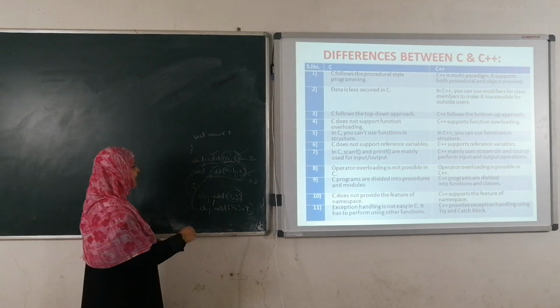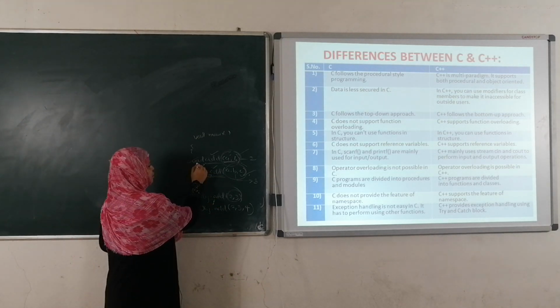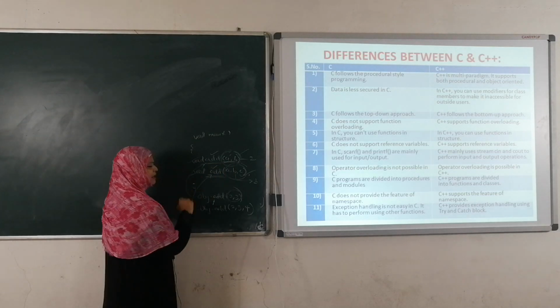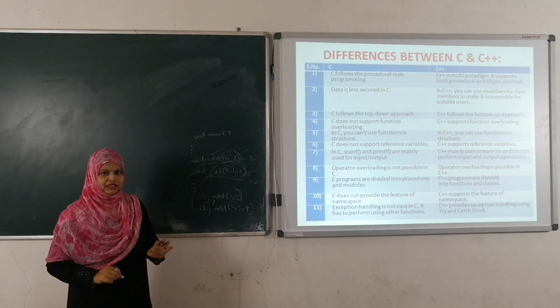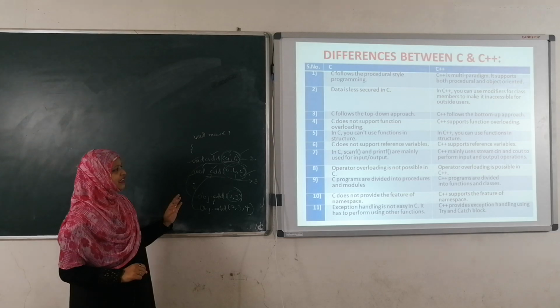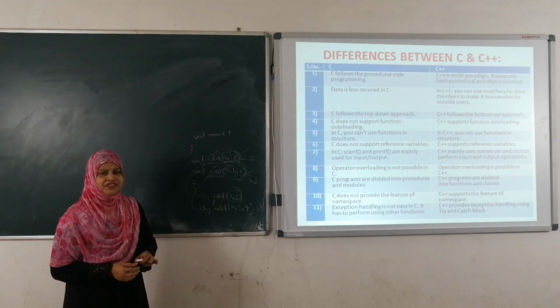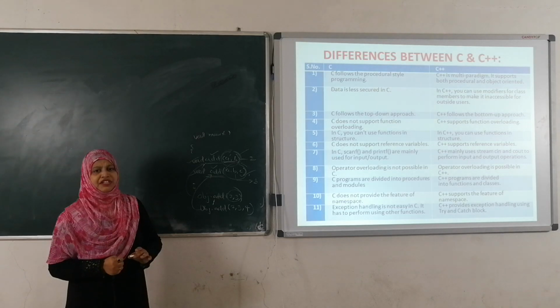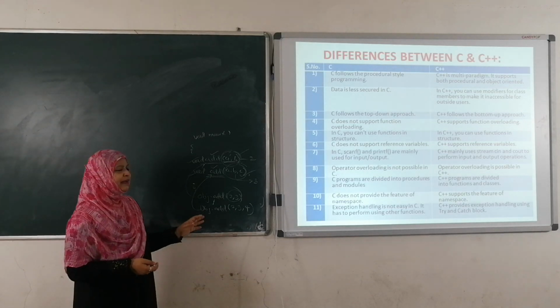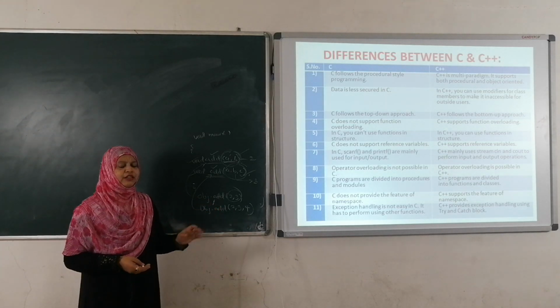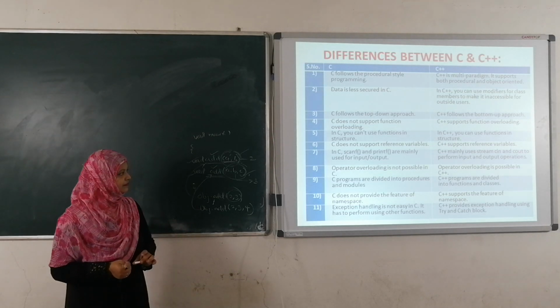Whereas in case of C, whenever I try to execute void add(a, b) and void add(a, b, c), it will show an error. That's the reason C does not support function overloading, whereas C++ supports function overloading. Depending upon the parameter list, by using the object, we can call that particular function.